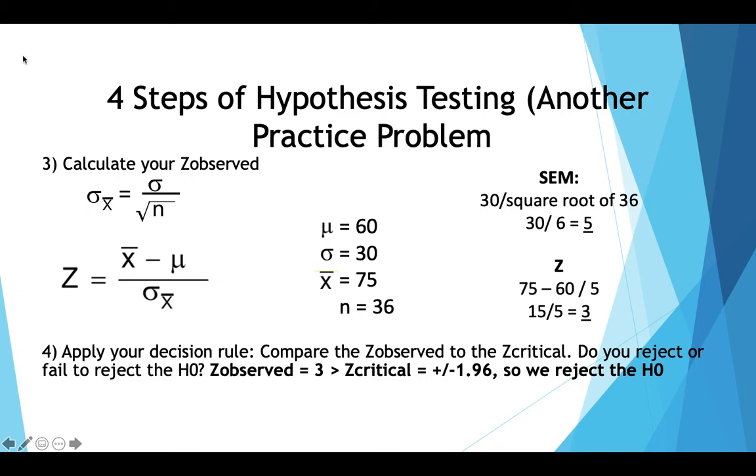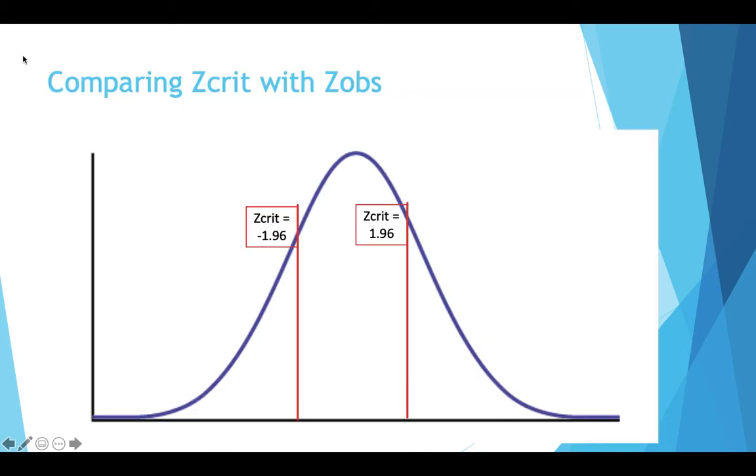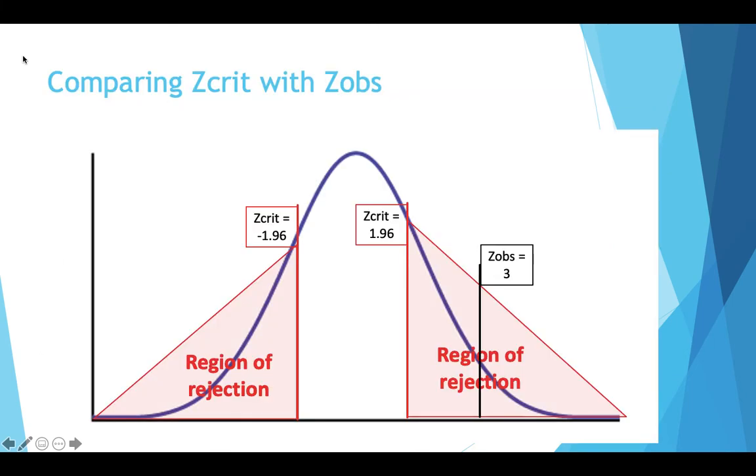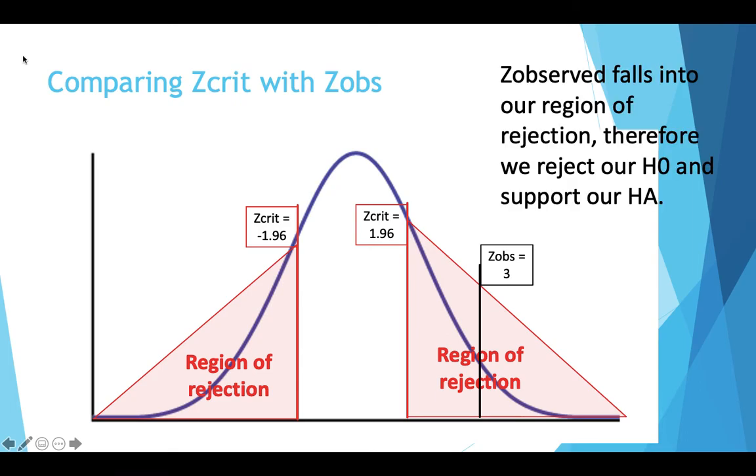So now we apply our decision rule. Here, our z observed is 3, which is greater than our z critical value of positive or negative 1.96. So we reject the null hypothesis. Visually, we have our two regions of rejection, and our z observed falls into our region of rejection. Therefore, we reject our null and support our alternative hypothesis.